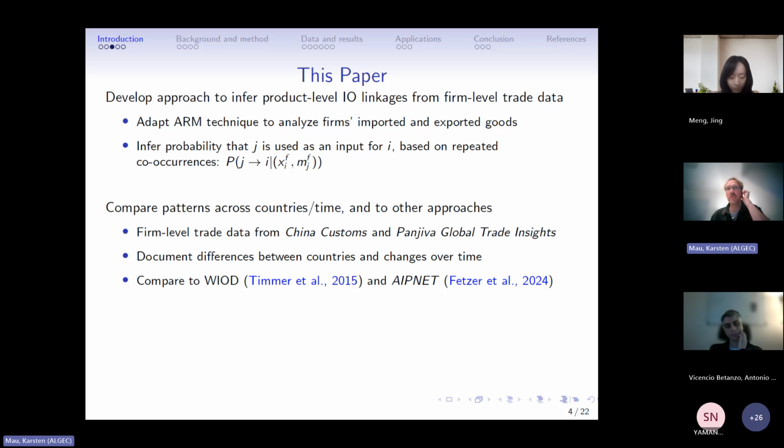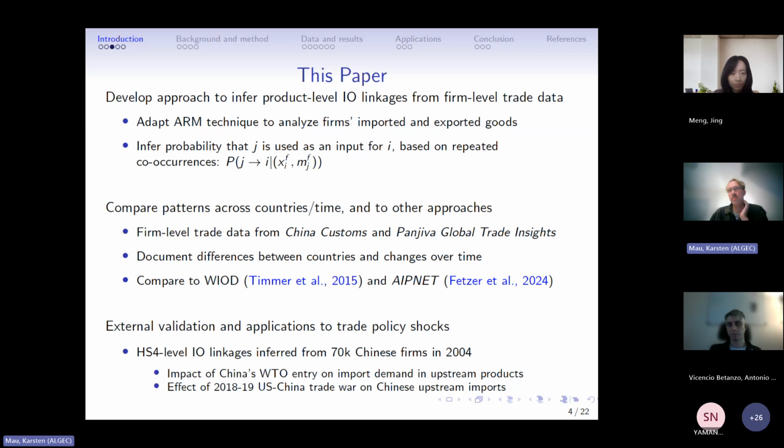So it of course comes with some inaccuracies, but we are trying to fine-tune our approach to apply to different kinds of data sets, and then also to compare to other data sets that have been used or developed recently in the literature.